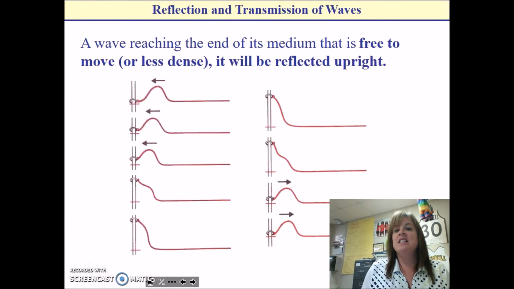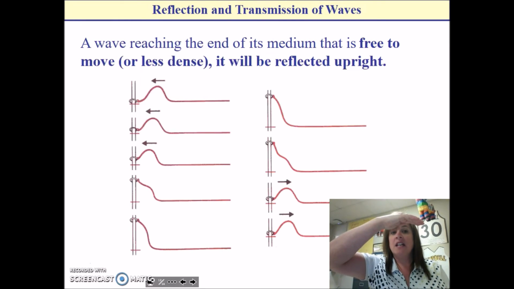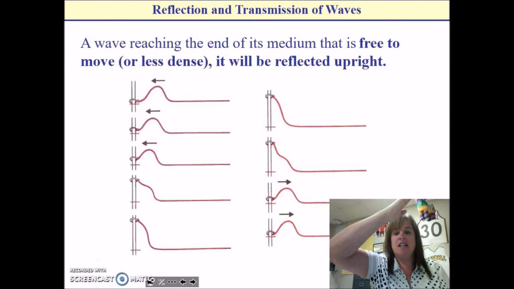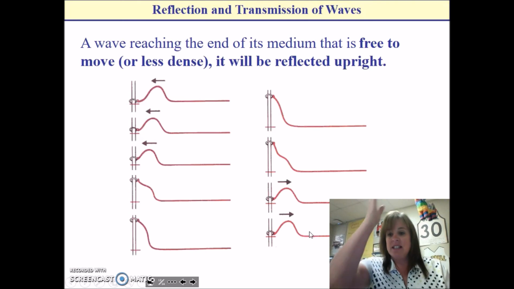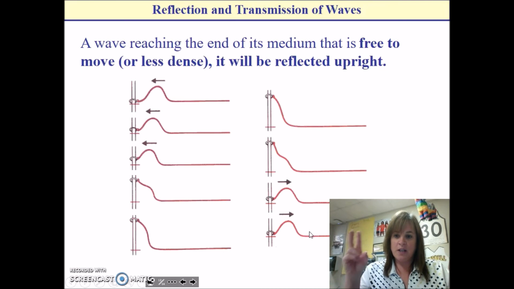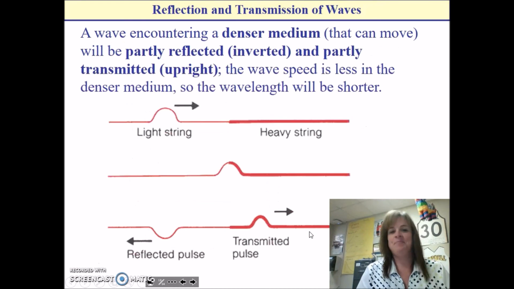However, if that end is free to move or less dense, when I send a pulse down to the end, it pulls up that end and it will come back on the same side. So we say that it is reflected upright. So here's my wave pulse. My end is free to move, so it lifts up, and when my wave reflects, amplitude stays unchanged, the energy is the same, but it stays upright. So fixed or more dense, it inverts. Free to move, less dense, it stays upright. But the energy doesn't change because we live in physics fantasyland.